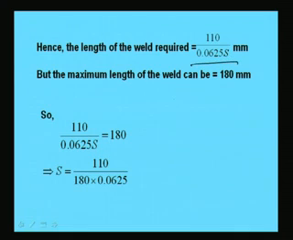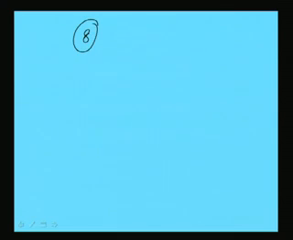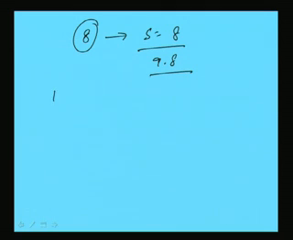So, in this way we can calculate the size of the weld, which is 9.8 mm. Now, what we are seeing is that 9.8 mm is greater than the maximum size of the weld, because we have seen the maximum size of weld we can provide is 8 mm. As the thickness of the thinner plate is 8 mm, the maximum size of the weld can be 8 mm, but we need 9.8 mm. So, we need to redesign it.